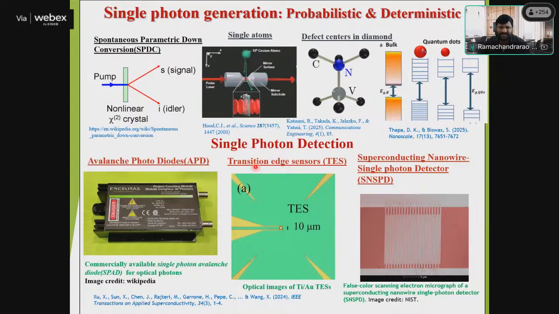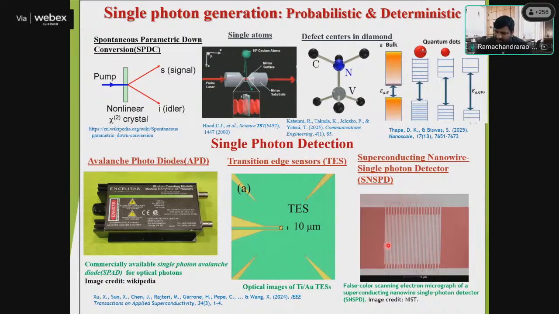Another thing is the transition edge sensor, which has been developed. You can see the scale is on the order of 10 micrometers. This is the optical image of how the edge sensor is used as a detector. And the most important, state-of-the-art, best detector is the superconducting nanowire single photon detector. These are metal nanowires formed in a pattern like this. It works at very low temperatures, like 2 K.